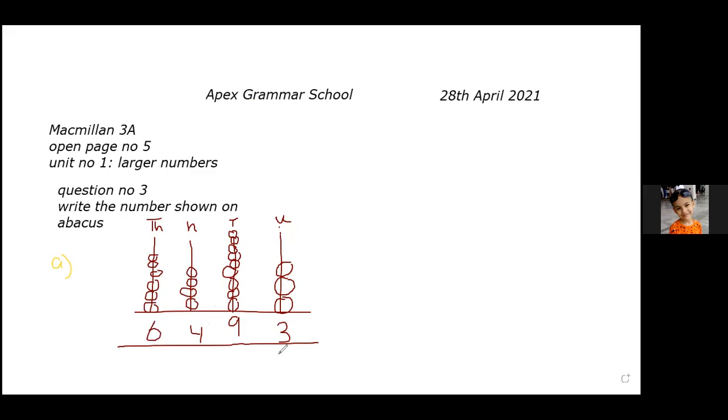And how am I going to read this value? This is 6 and it is in the 1000 place. This is 6,493. How am I going to read this one? 6,493. Now you can do the other parts by yourself.